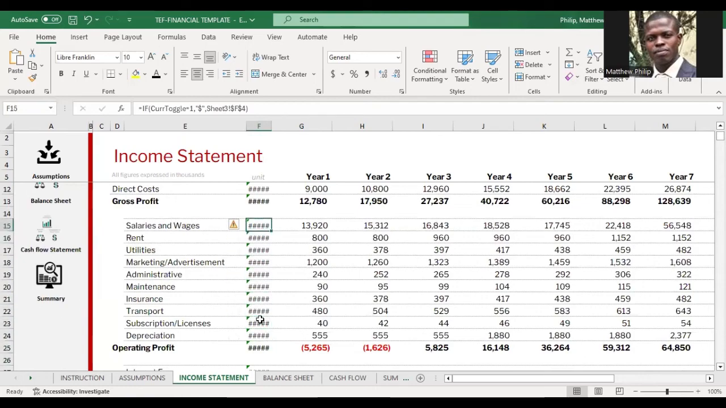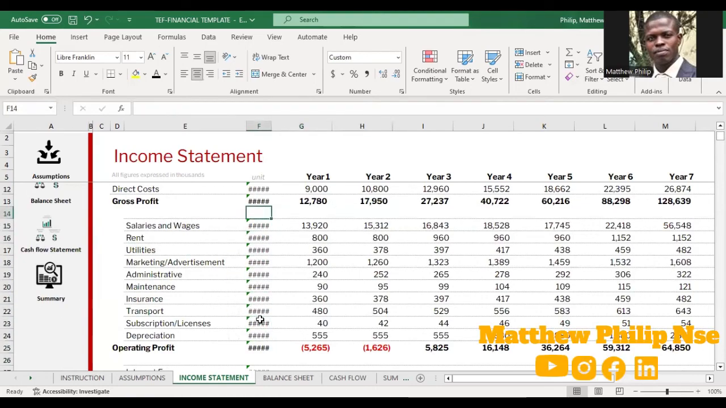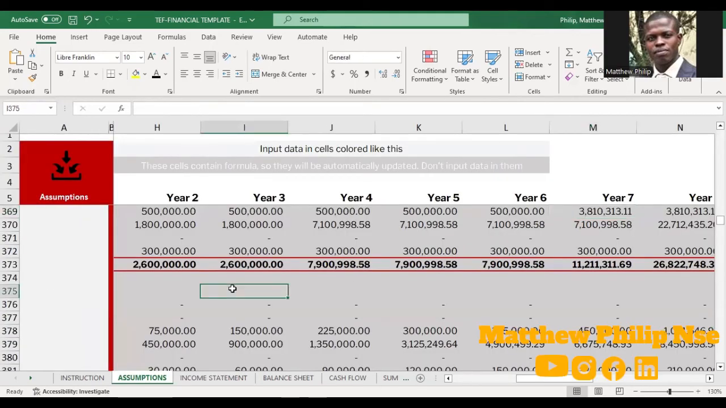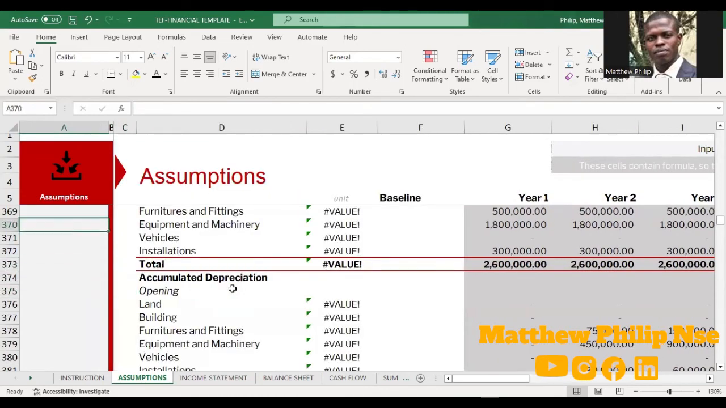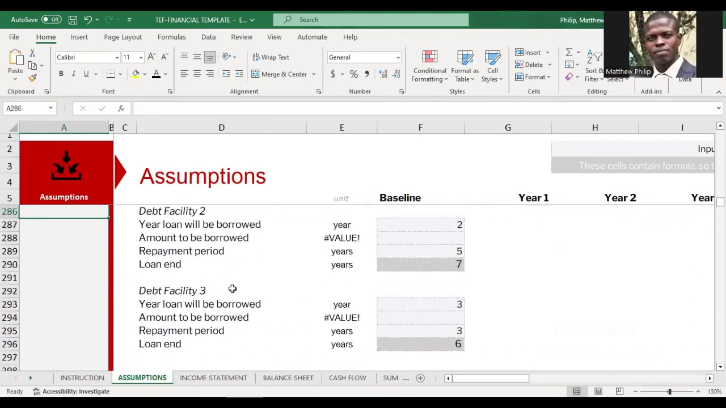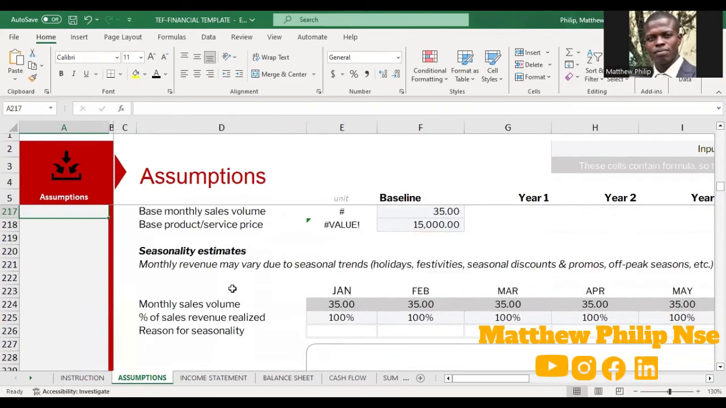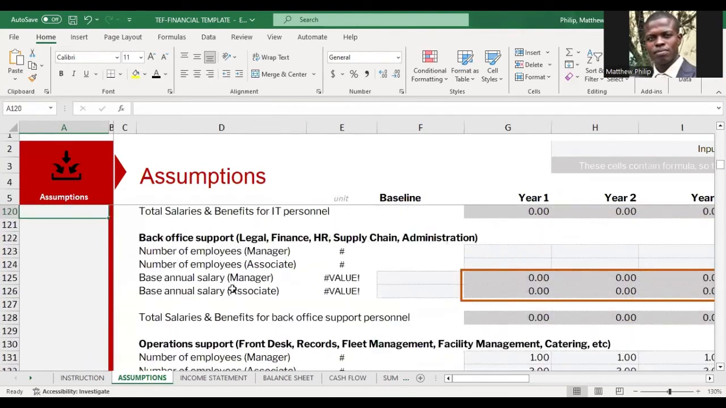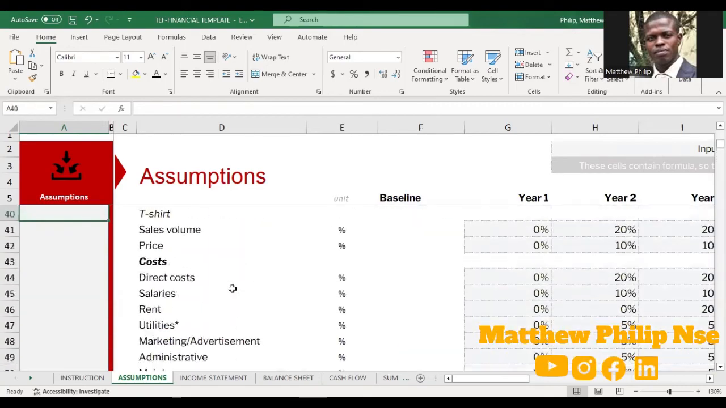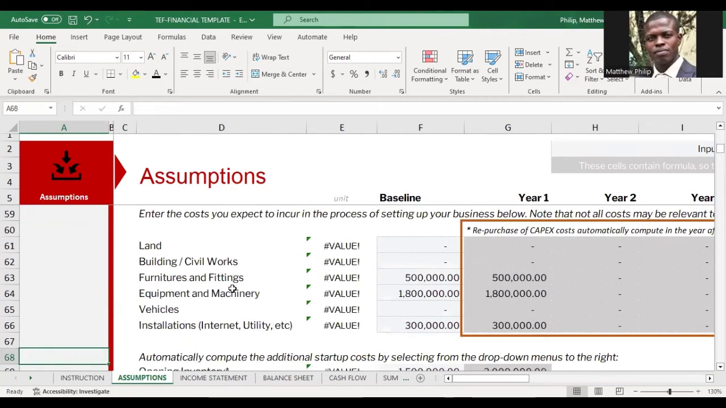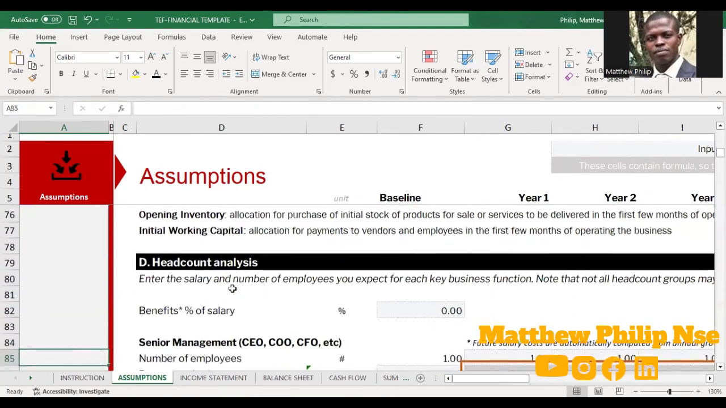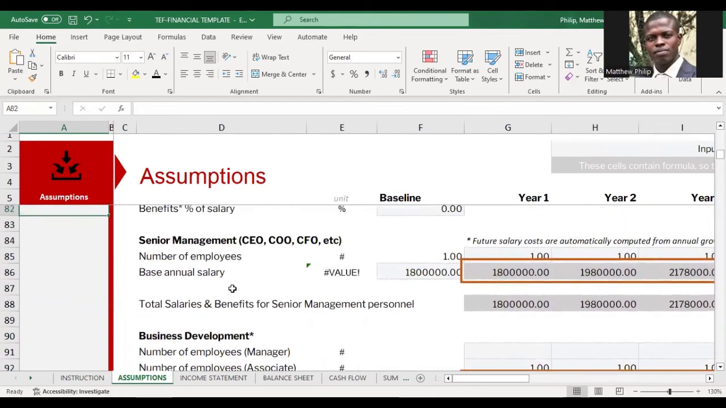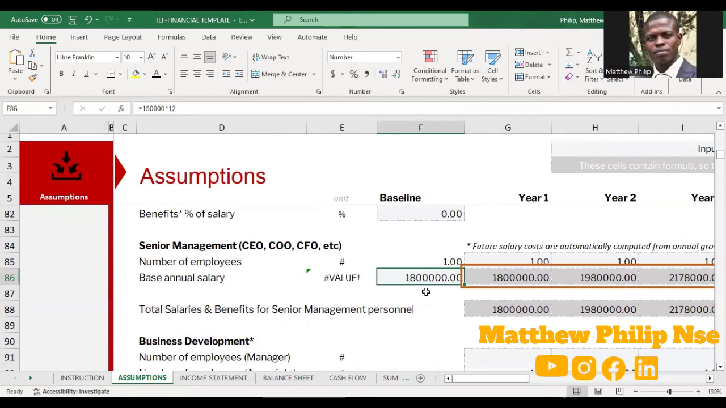Wow, can you see? Salary alone is 13.9 million. This is serious. That's where the issue is. So let's quickly go and adjust the salary. You come back to the assumptions and scroll up. Let's see which person's salary we need to adjust. Since it's a startup business, the CEO is at 1.8. Let me reduce the CEO to 1.5 per annum.